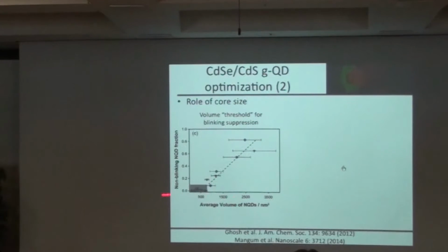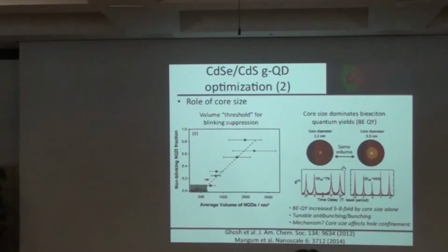So depending, if you started with a small core, you'd have to grow to a thicker shell to meet this volume threshold of non-blinking behavior, or you start with a larger core and you ultimately need a thinner shell. In either case, at about 750 cubic nanometers, our non-blinking behavior turned on and then took off and then increased as a function of the total particle volume. But again, there are contributions from both the core size and the shell thickness.